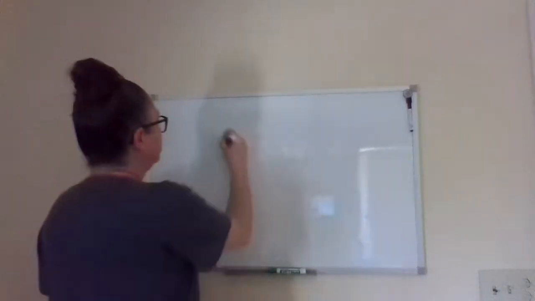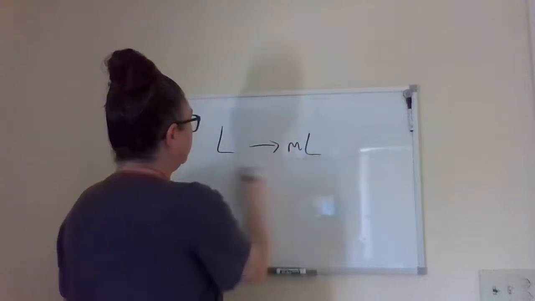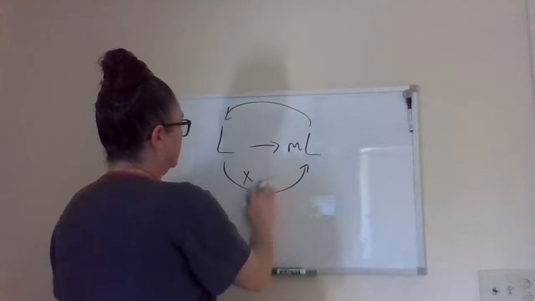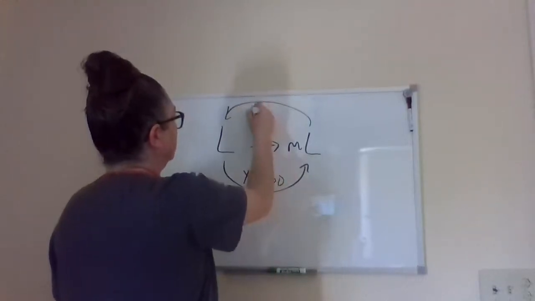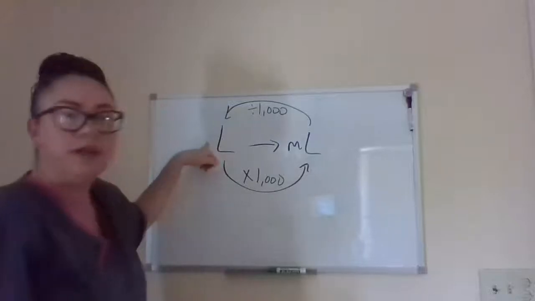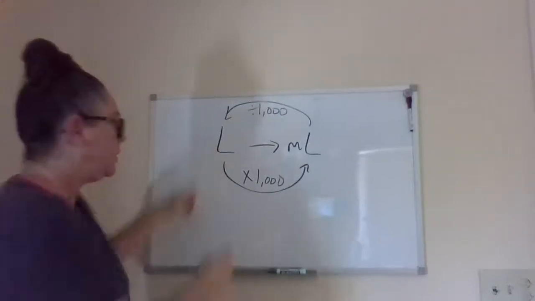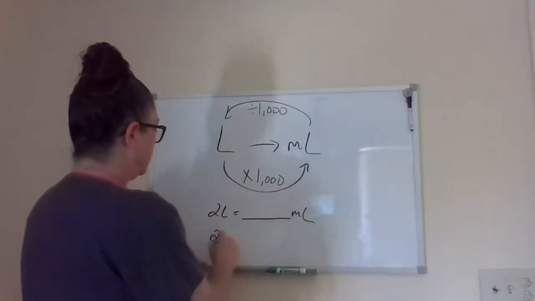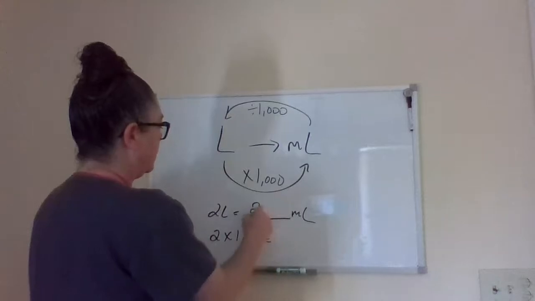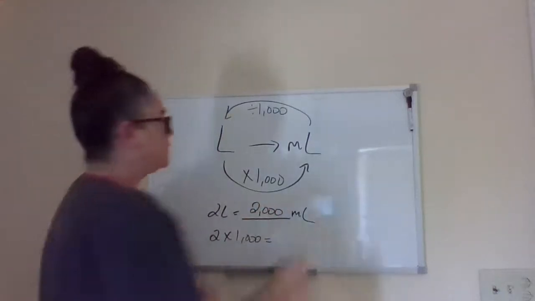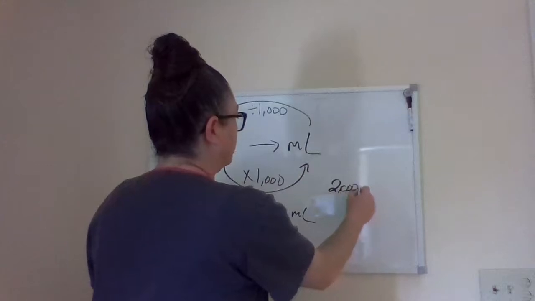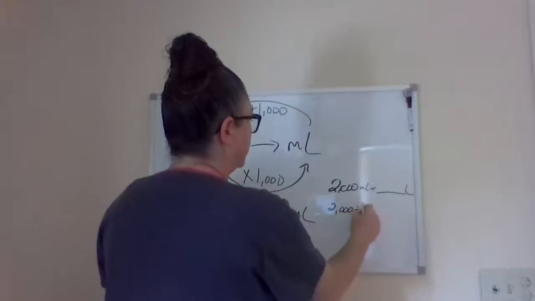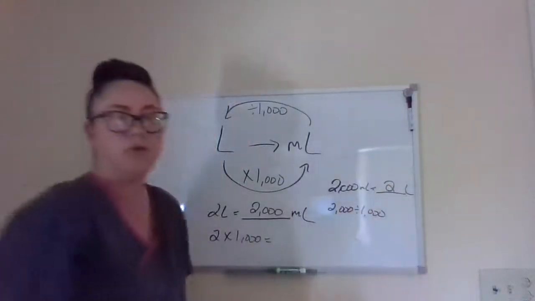A couple of other examples. We have liters and milliliters. If our number is given to us in liters, so if it says 2 liters equals how many milliliters, we're going to take 2 times 1,000, and our answer is 2,000 milliliters. If we started off with 2,000 milliliters, we would divide 2,000 by 1,000, which would give us 2 liters.